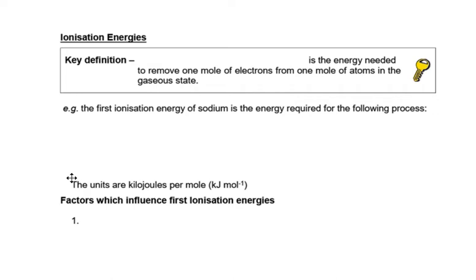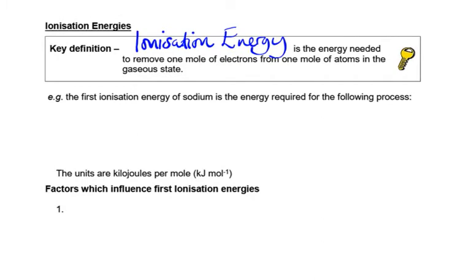In this section, we'd like to look at ionisation energies. Let's start with the definition. So, ionisation energy is the energy needed to remove 1 mole of electrons from 1 mole of atoms in the gaseous state. Another way that you'll see this phrased is that it's the energy required to remove 1 electron from each atom in 1 mole of gaseous atoms.